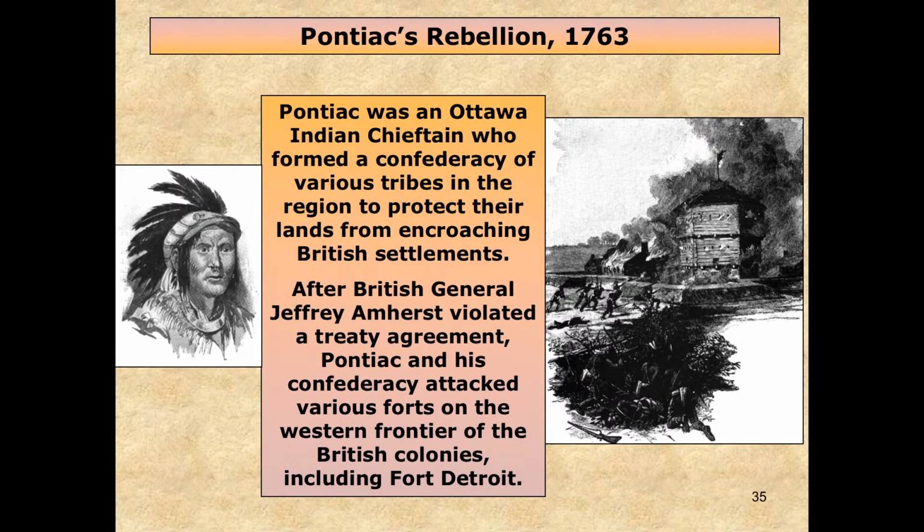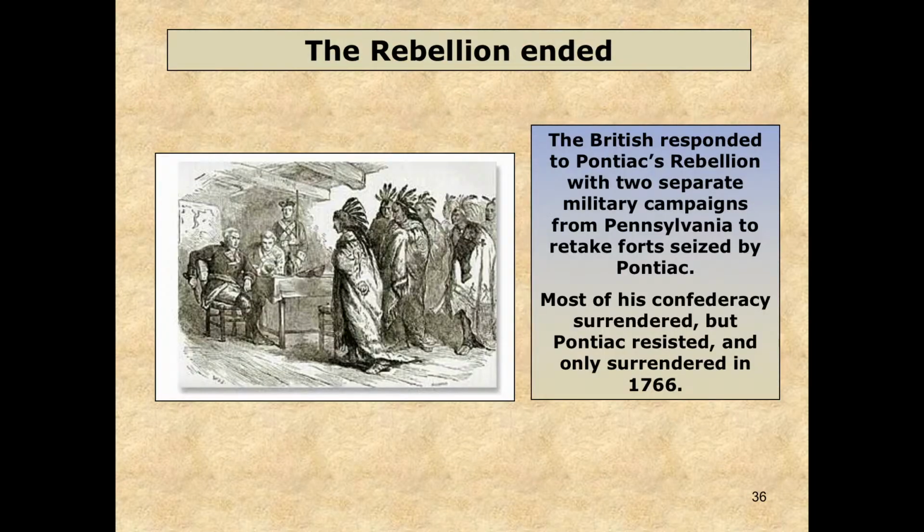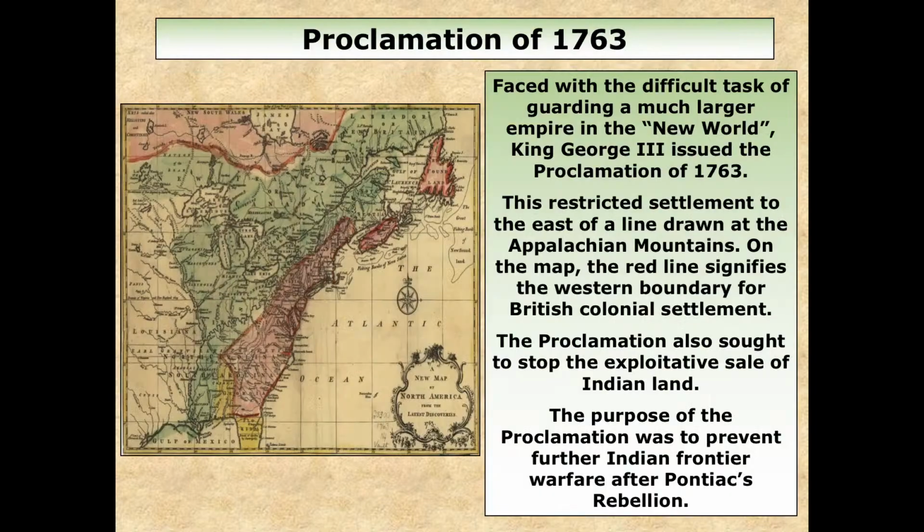So, the British are going to respond in kind with fighting of their own in Pennsylvania to try to take back the forts that were seized by Pontiac. So, in the end, though, Pontiac and his confederacy will end up surrendering, but the damage is done. Because Great Britain's like, dude, this isn't worth it. We're going to constantly have to defend the colonists if they move out to this area.